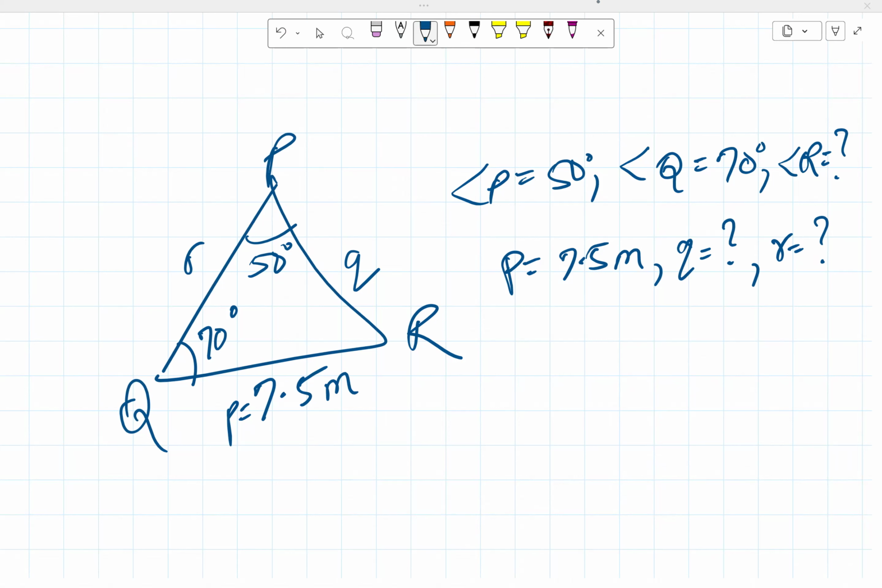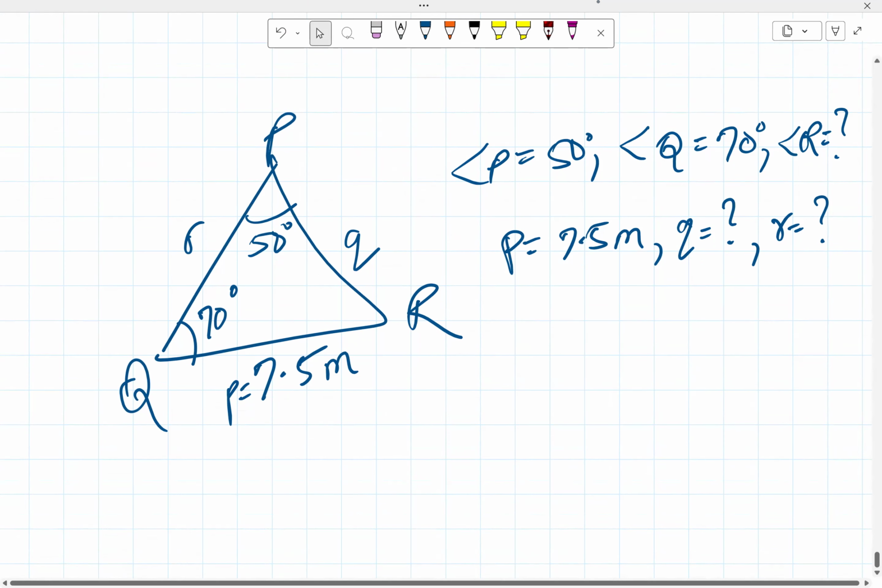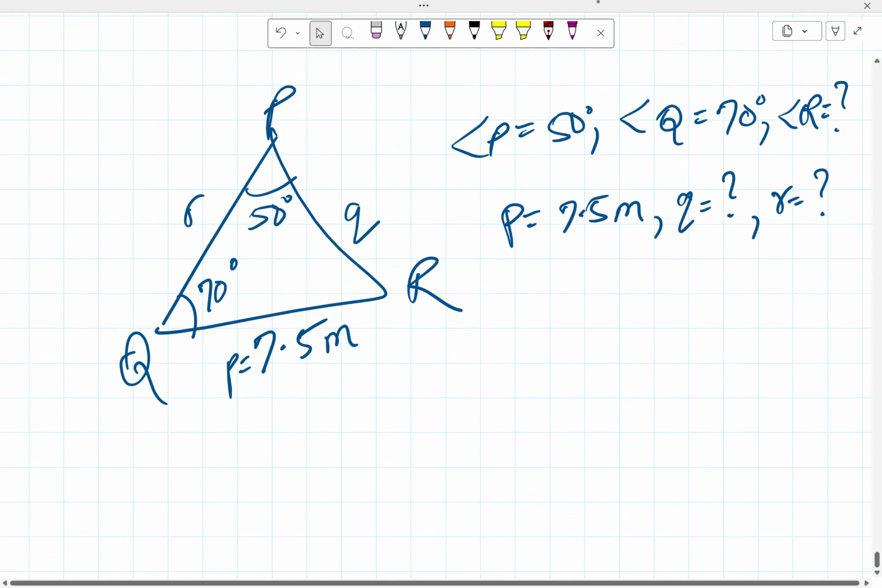So angles P and Q are given. Side p is given. So angle R you need to find, and sides q and r you also need to find. And because the two angles are given, and you also have the side facing one of them, you can use the sine rule here. That's how you can use the sine rule, right? So what do you do in that case? Of course, first of all you can find angle R, right?